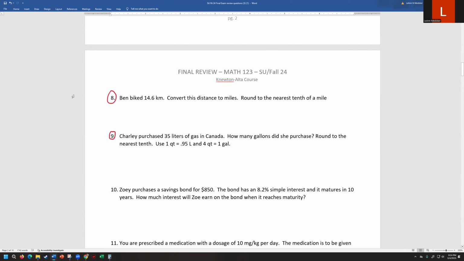Number 8. It says Ben biked 14.6 kilometers, convert this distance to miles, round to the nearest tenth of a mile. So this one's in here just to remind you that if you don't see a conversion listed in Newton, like they don't say use something like this, so you don't see any of that information, that's a time to go look at our formula sheet. So we're looking for a way to convert kilometers to miles.